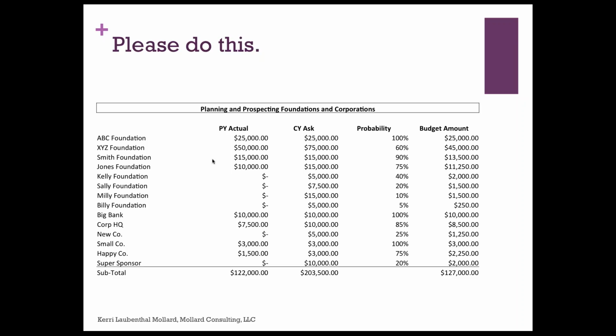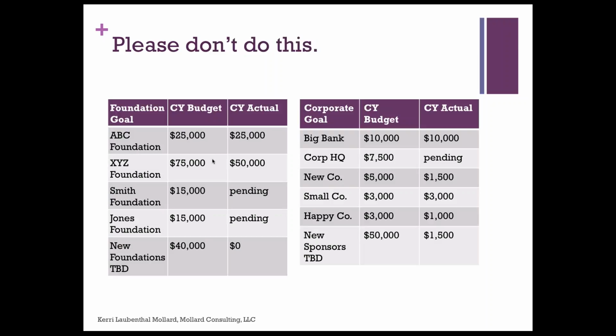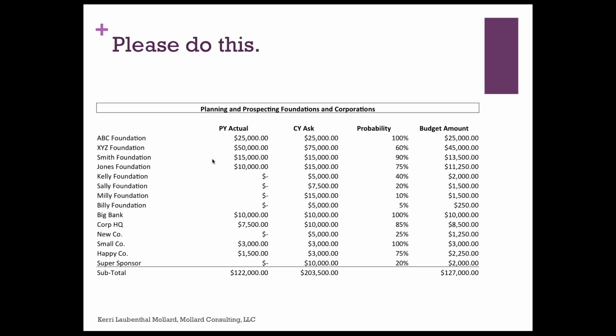Then here's all these. Remember this slide back here? It had to be determined. Well, in this slide, instead of having to be determined, I actually have names of actual prospects. So the Kelly Foundation, the Sally Foundation, Millie and Billy. Okay, so those are my 4 prospects. Prior year actual is 0 because they are prospects. The current year ask amount, which is what we think we would like to ask them to give.